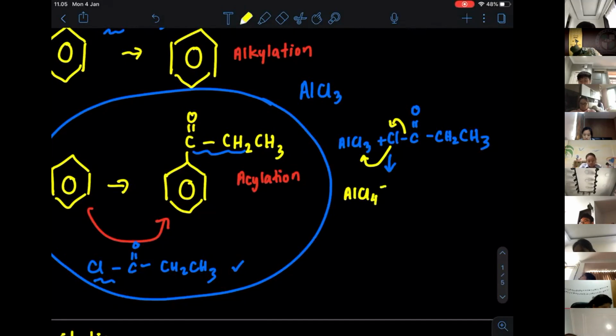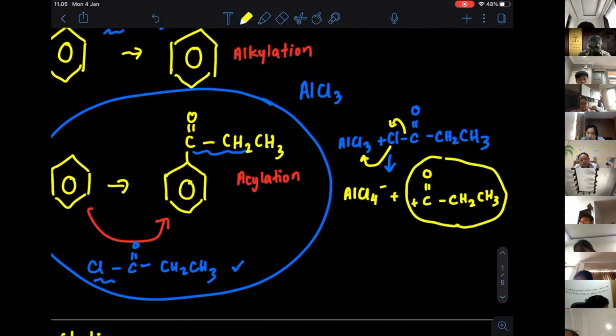AlCl4 minus. And then you are going to get C double bond O, CH2, CH3, and you have this plus. This plus is going to be your electrophile. So what's going to happen next? It's quite simple. Maybe it looks complicated, but I think it's the same concept.